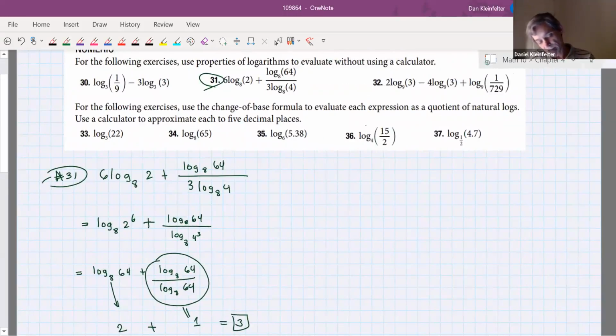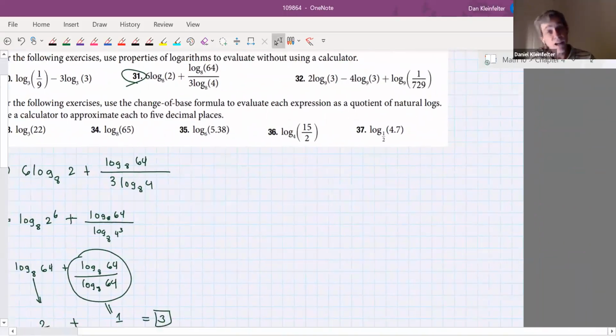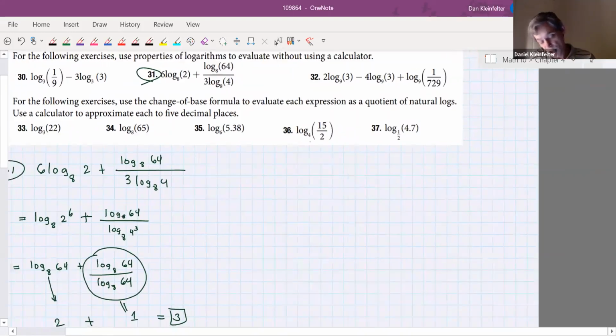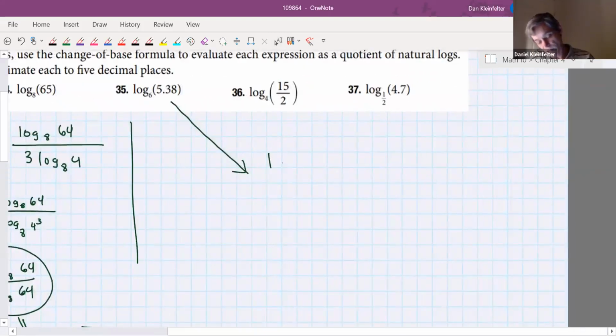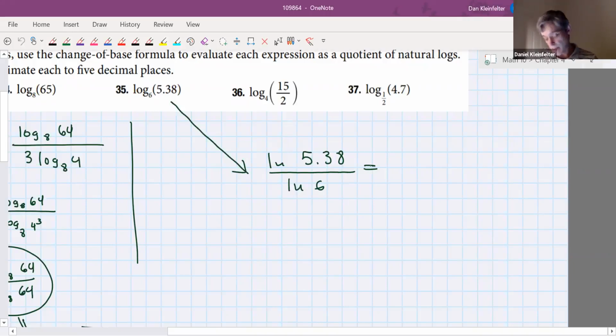For the following exercises, use the change of base formula to evaluate each expression as a quotient of natural logs. So here we want, let's do 35. Okay, we want log base 6 of 5.38. So we'll say natural log 5.38, and that's divided by natural log 6. Okay, let me see what I get.